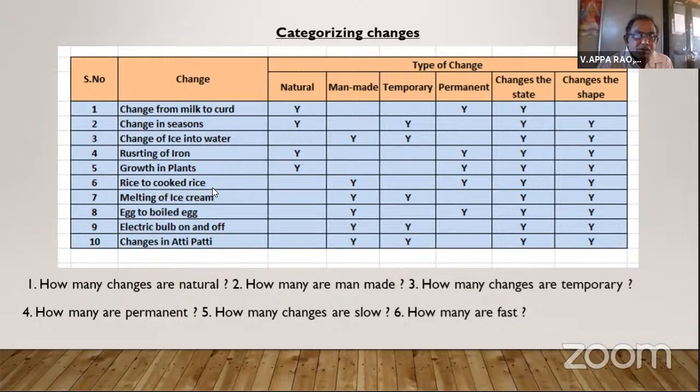Sixth, rice to cooked rice. Seventh, melting of ice cream. Eighth, egg to boiled egg. Ninth one, electric bulb on and off. Tenth, changes in APPA leaves.